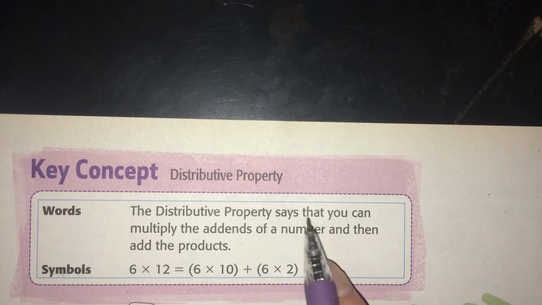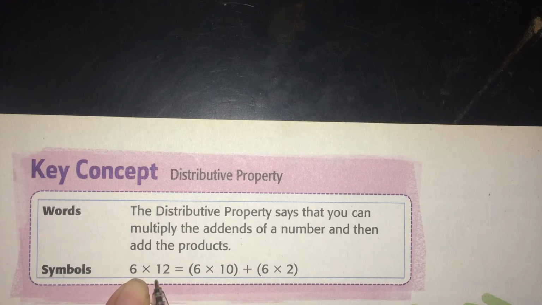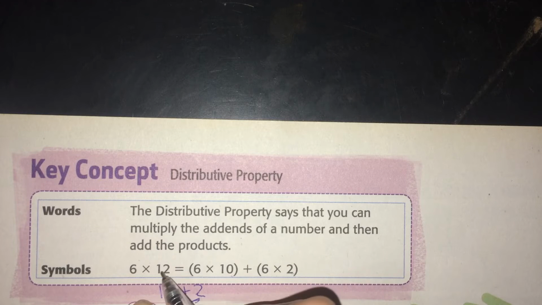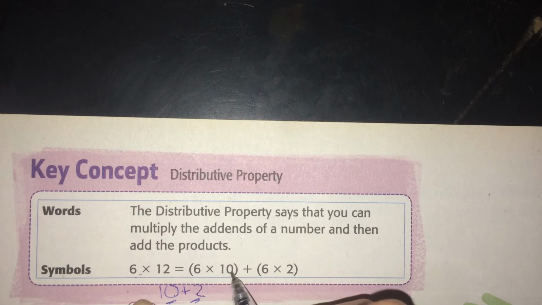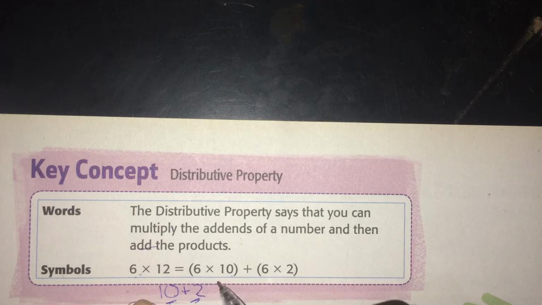The distributive property says that you can multiply the addends of a number and then add the products. For example, 12 in expanded form would be 10 plus 2. So you multiply the addends, and then add the products. Put the 10 here and the 2 here, and they both get multiplied by 6. 6 times 10, 6 times 2, and then you add the products. This would be 60, and this would be 12. Add them together to get 72.